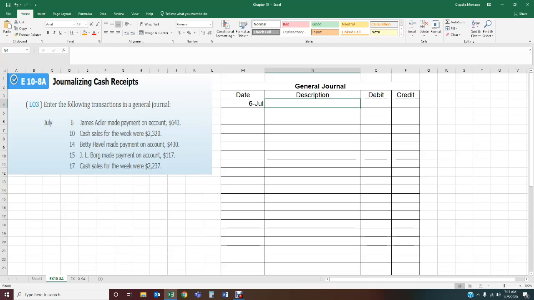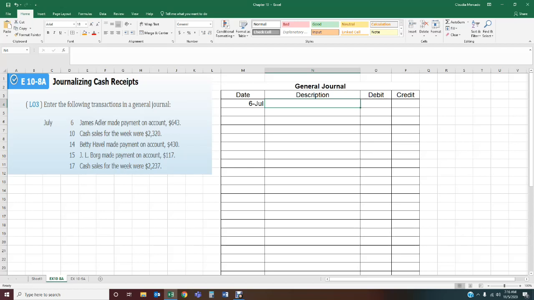Before I start journalizing these transactions, we need to understand what is going on here. I like to talk to myself and ask, what's happening here? It says James made a payment of 643. Who is James making the payment to? Well, James is making the payment to us. We have to assume the role that we're the business, and James owes us money. So we, the company, have to record that payment in our books.